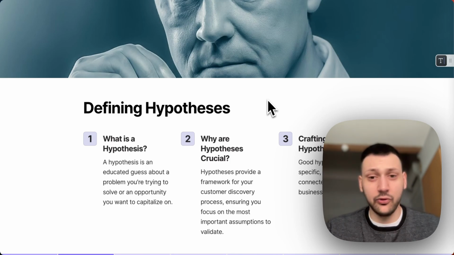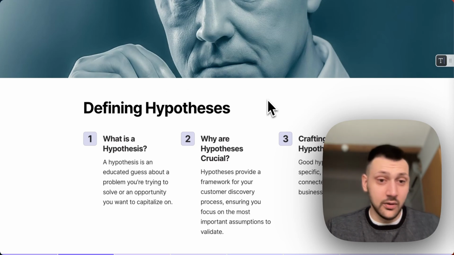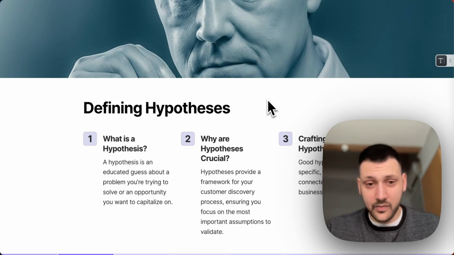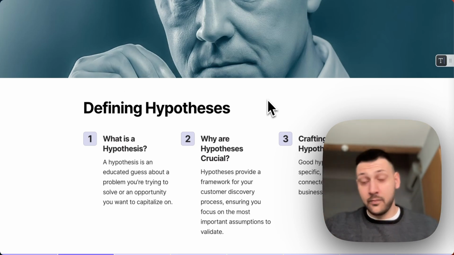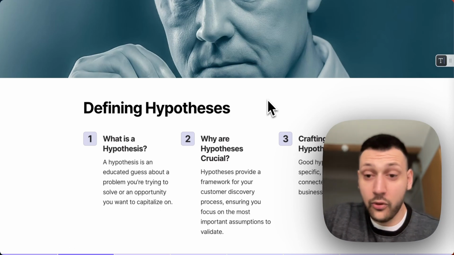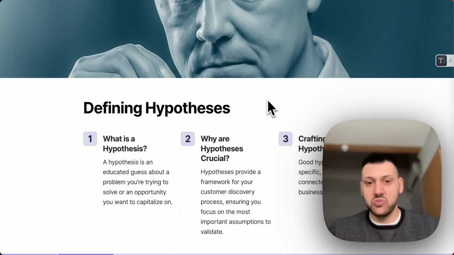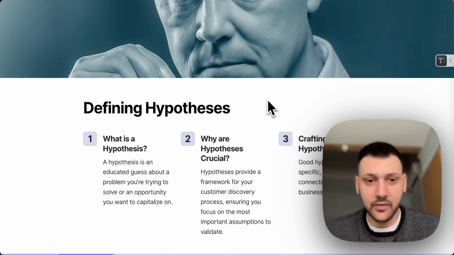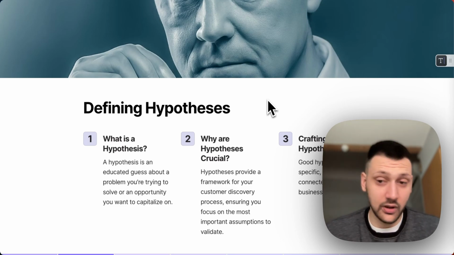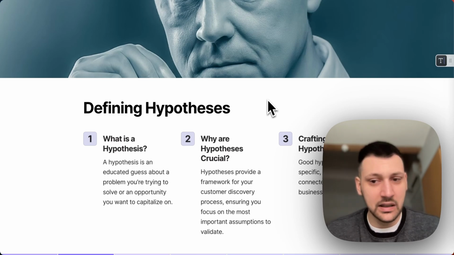So first of all, we need to find a hypothesis. So what is a hypothesis? Basically, it's an educated guess about a problem we are trying to solve or an opportunity we want to capitalize on. So, for instance, in the solar industry, the hypothesis would be: in B2B, there are sustainability managers or whoever, there are companies that need to monitor their solar production. They want to monitor all the data and they want to streamline the process of installing them.